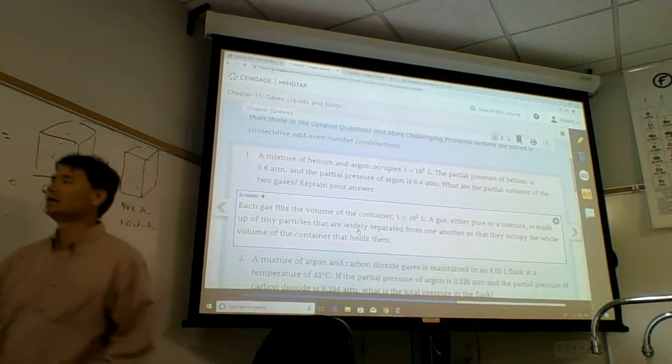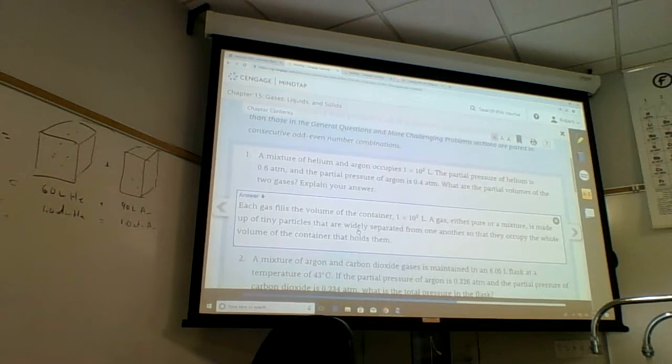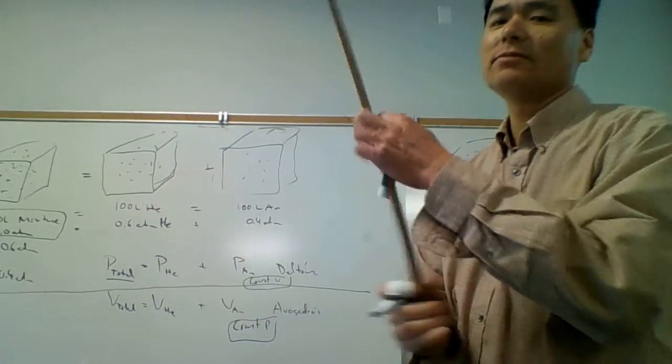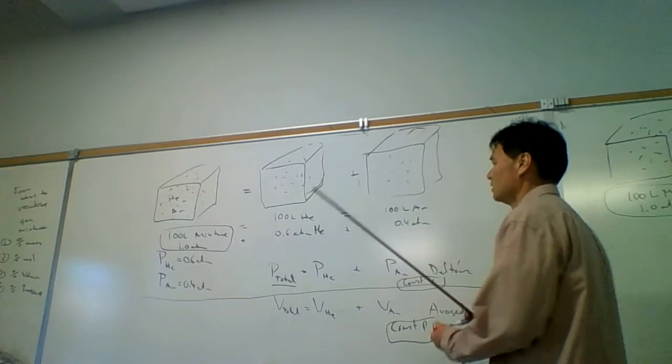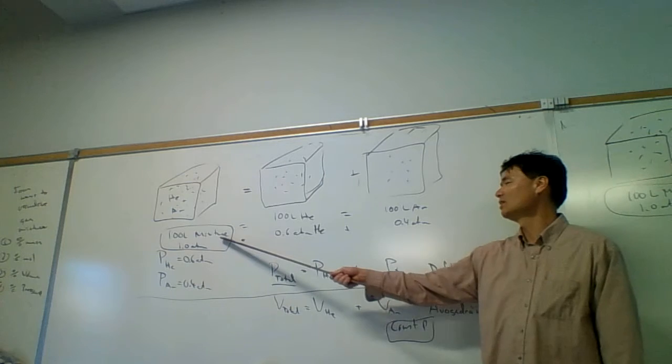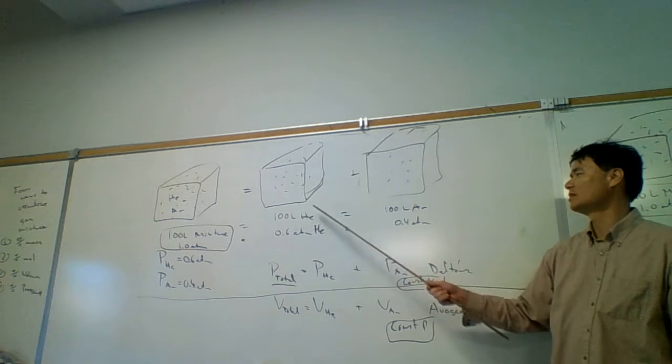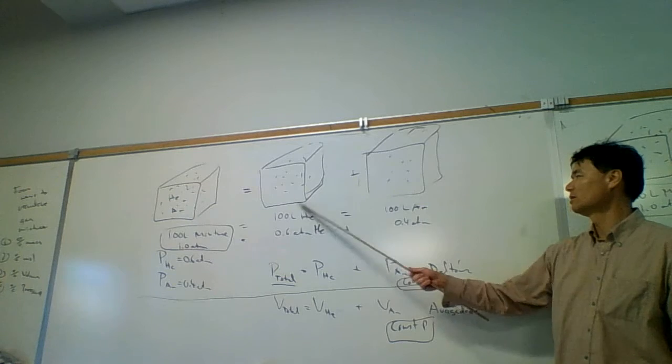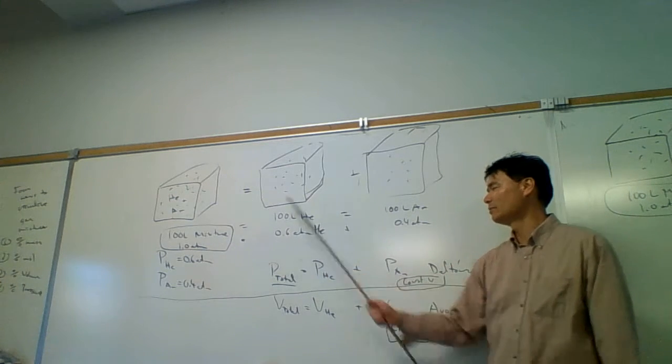All right, this is what they're saying. If I have 0.6 atmospheres of helium, how many liters of helium do I have? Well, to get this lower pressure, I have to have a bigger box, so it's going to be 100 liters. What they're doing is saying that the volumes are all the same. If I have 100 liters of mixture, it consists of 100 liters of helium and 100 liters of argon. So the volume's always the same.